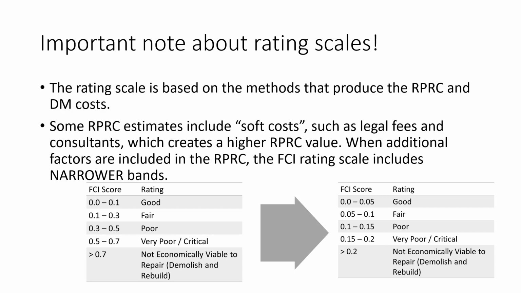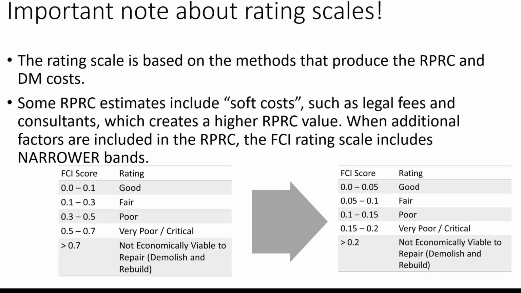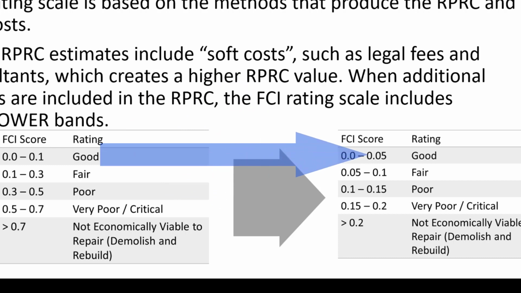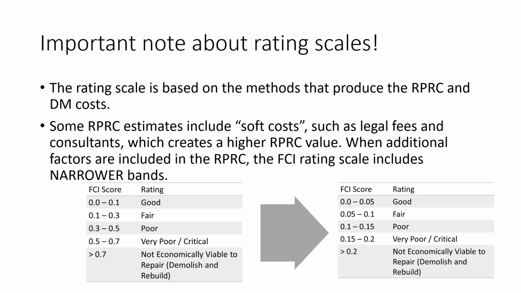If you have an RPRC methodology that includes many soft costs, you're going to inflate your RPRC. It's therefore very important to have a tighter rating band. If we look at our example on the bottom, on the left-hand side, we see the rating scale that is currently used. However, if we were to increase the value of our RPRC by adding more soft costs, what we would need to do is narrow the bands. Therefore, a good score, rather than going to 0.1, would only go up to 0.05. That's to reflect the fact that the RPRC as a larger denominator changes the result of the FCI.